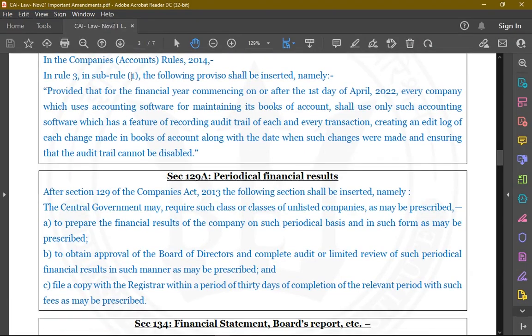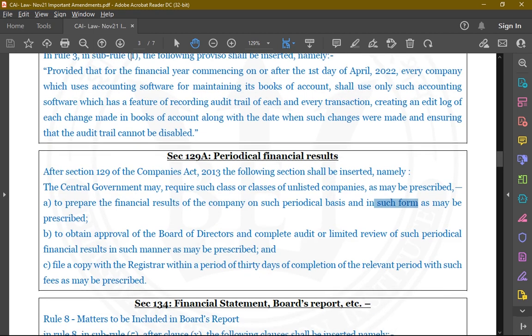So it is written that the central government may require, so it may order any class of unlisted companies, to prepare the financial statements or the results on such periodical basis and in any format which the central government directs or instructs. All right. So this is about 129A.